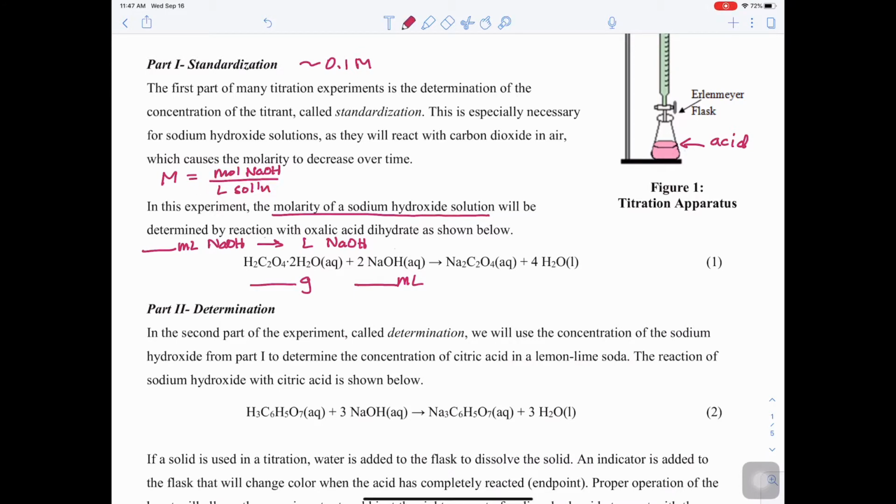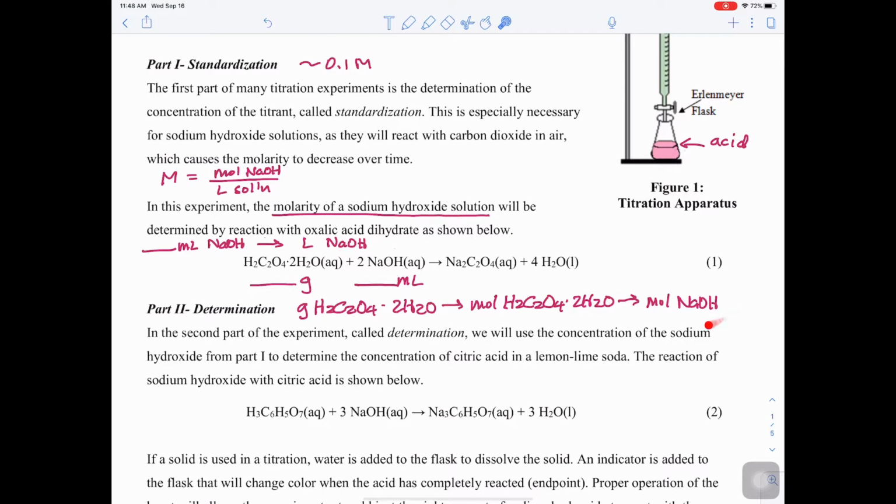To find the moles of sodium hydroxide, we'll start with the grams of oxalic acid, grams of H2C2O4·2H2O. We're going to convert that to moles using the molar mass. And then we can convert that to moles of sodium hydroxide using the mole ratio from the balanced chemical equation. So here we see there's no coefficient for the oxalic acid, so that's a 1. And there's a 2 in front of the sodium hydroxide. So we're going to use 2 moles of sodium hydroxide for every 1 mole of oxalic acid.